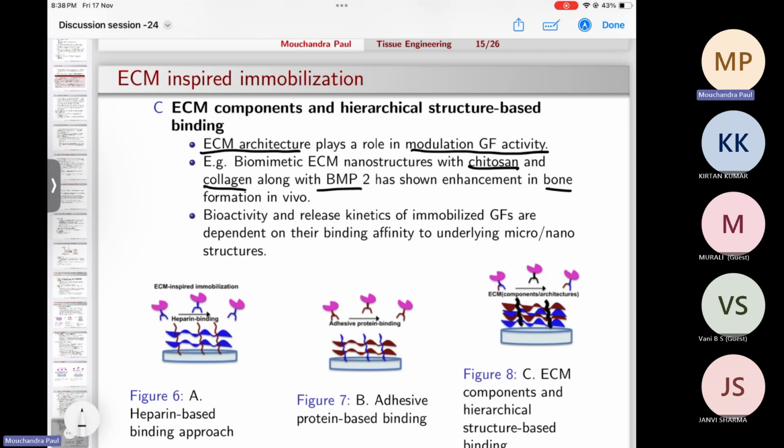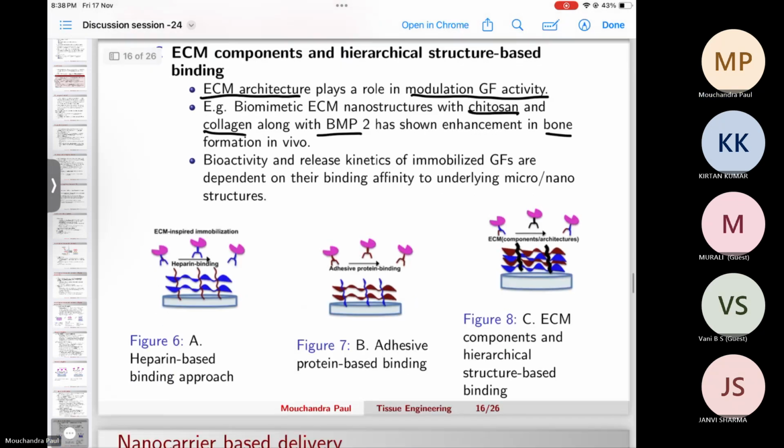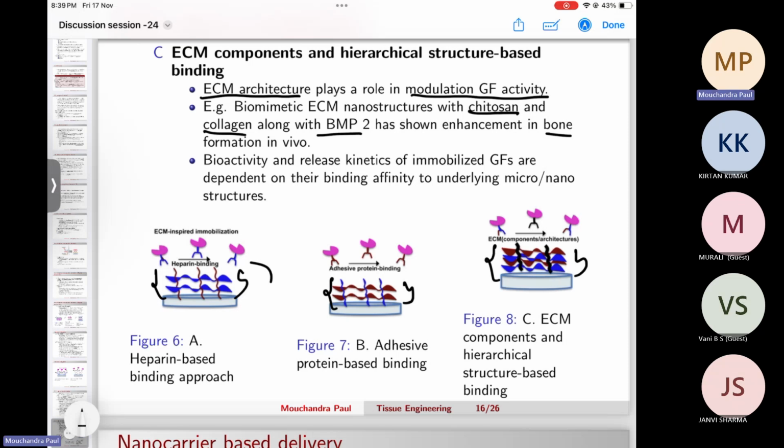Okay, so in these figures, again, the three ways through which people are taking inspiration from ECM to immobilize growth factors are shown. We can coat our growth factors with heparin. So these blue molecules are heparin, heparan sulfate, or we can use ECM proteins like collagen, etc., to coat our surface onto which the growth factors can bind, or we can create a micron level and nano level architecture using various ECM components, and then allow the growth factors to distribute on this structure.